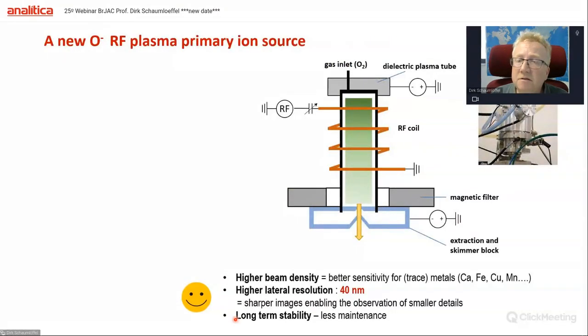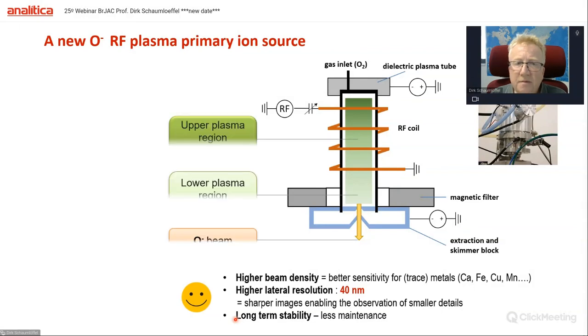And we did this together with Cameca, the constructor of the NanoSIMS, to fit a new type of ion source, which was constructed by Oregon Physics in the US. They developed this ion source, but we fitted this ion source to the NanoSIMS. And it's a radio frequency primary ion source. It's working completely different than the older ion source.